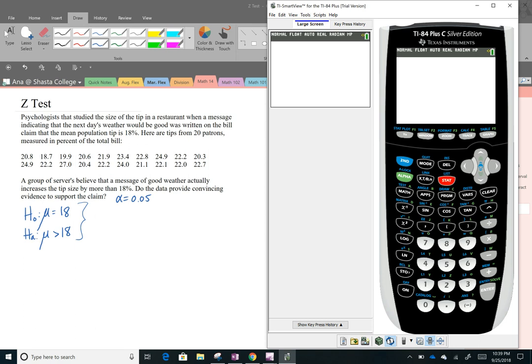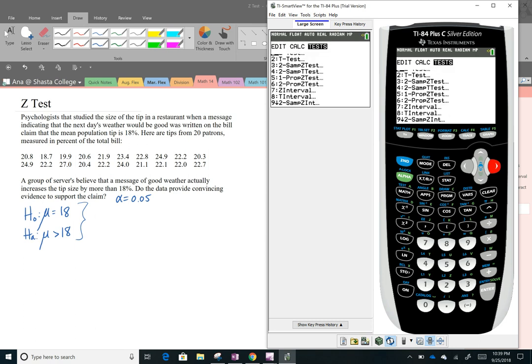So I go to stat, I go to tests, and I'm using a z-test. I know my standard deviation here. It's not mentioned again, but the population standard deviation is 2. I'm not using a t-test because my standard deviation is known.